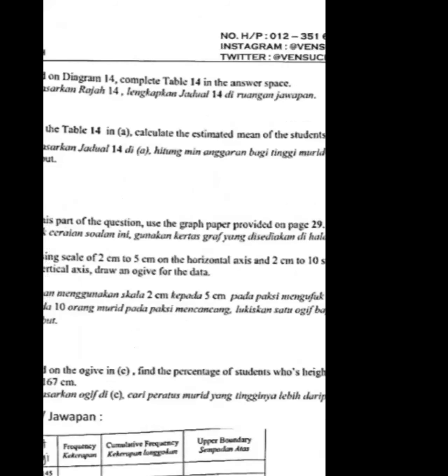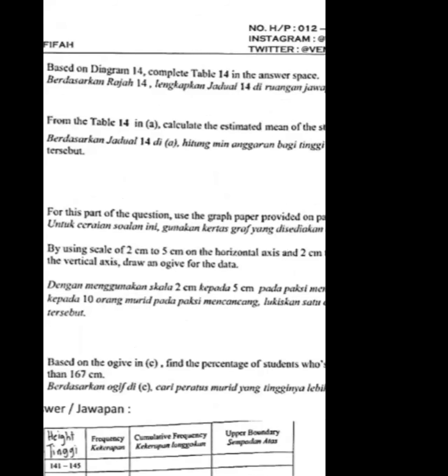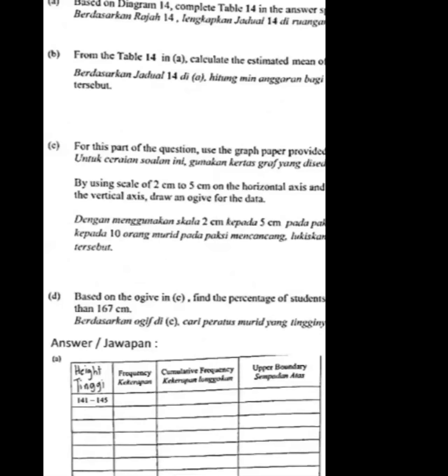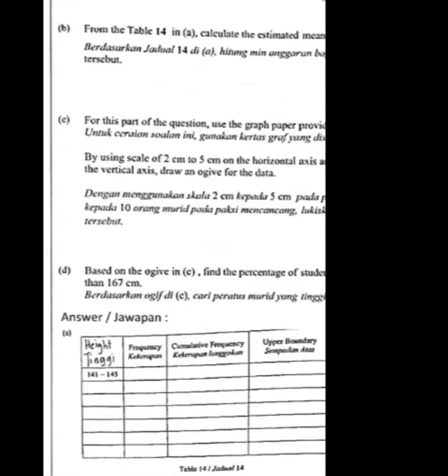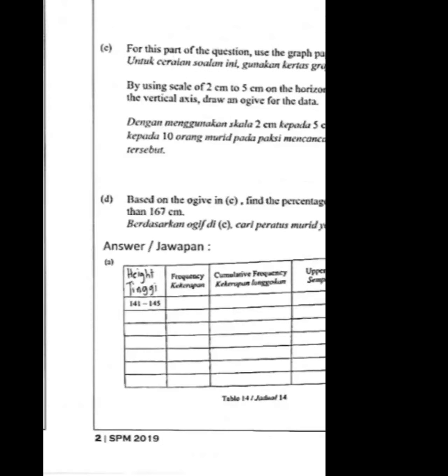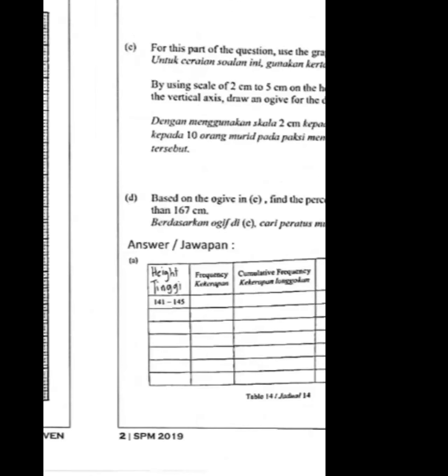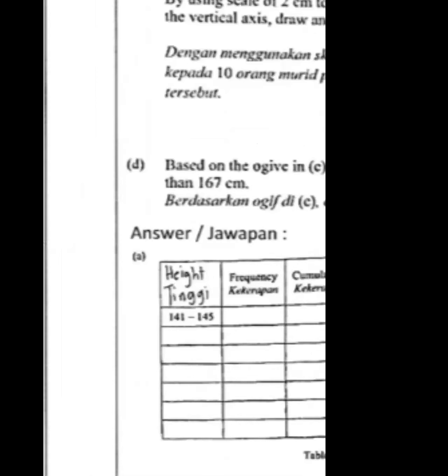The frequency polygon in Diagram 14 shows the height of 100 students of Sekolah Menengah Kebangsaan Manis. So you can now look at question 1A. It says that based on Diagram 14, complete Table 14 in the answer space. They already give you a table below and they already give you a height. Now let's look at the height, which stands for class intervals.